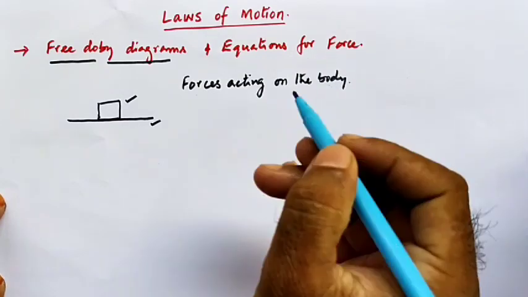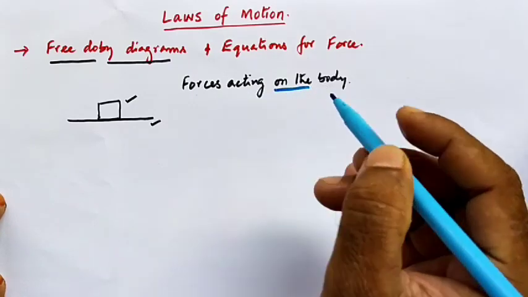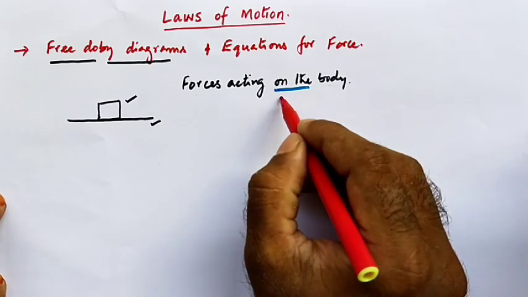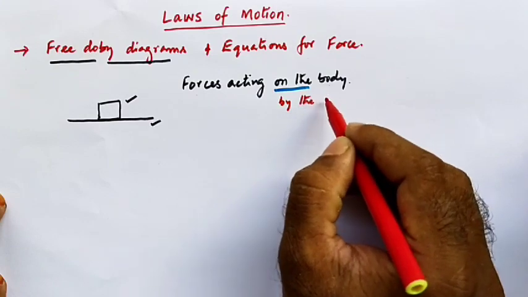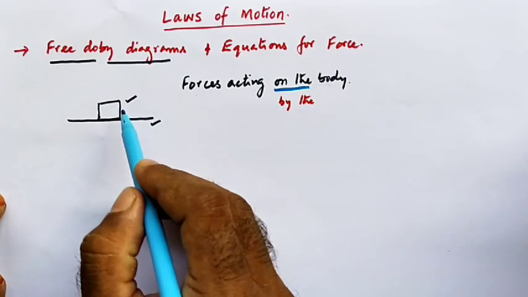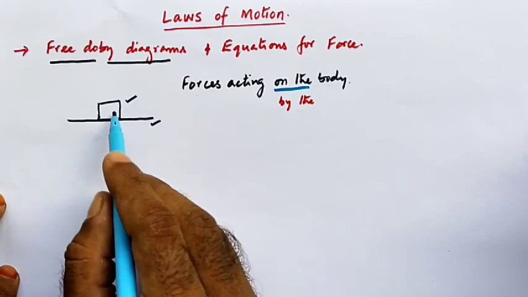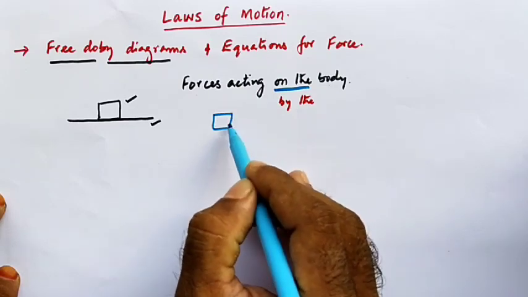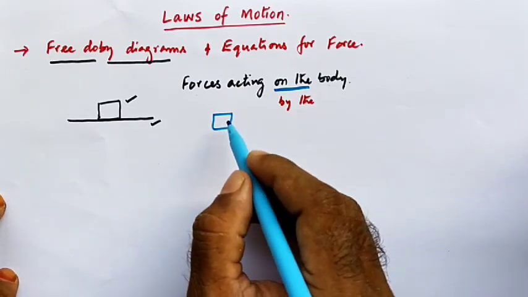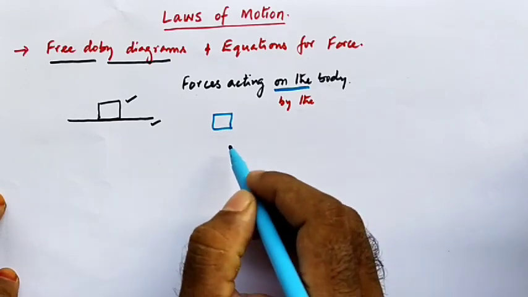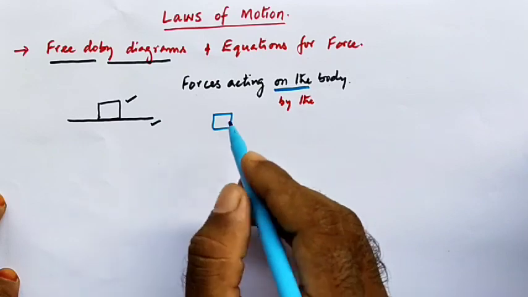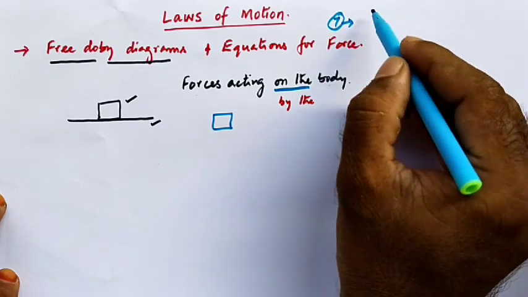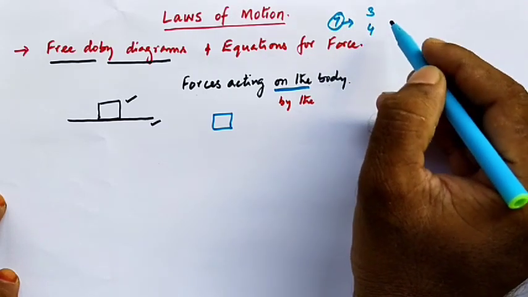Here this is very important: forces acting on the body, not by the body. What is the difference between forces acting on the body and forces acting by the body? Listen carefully. Let us consider this example. In this example I said two bodies are there. Now let us separate the first body, the block. Now tell me how many forces are acting on this body. Basically we have 7 forces. In those 7, 3 are non-contact and 4 are contact.